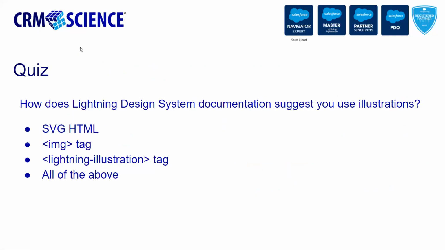So before I jump into the next demo, I have a quiz for everybody. How does the Lightning Design System documentation suggest that you use illustrations? Is it to use SVG code directly in the HTML, load the illustration in an image tag, use a Lightning illustration tag component, or all of these methods are suggested?